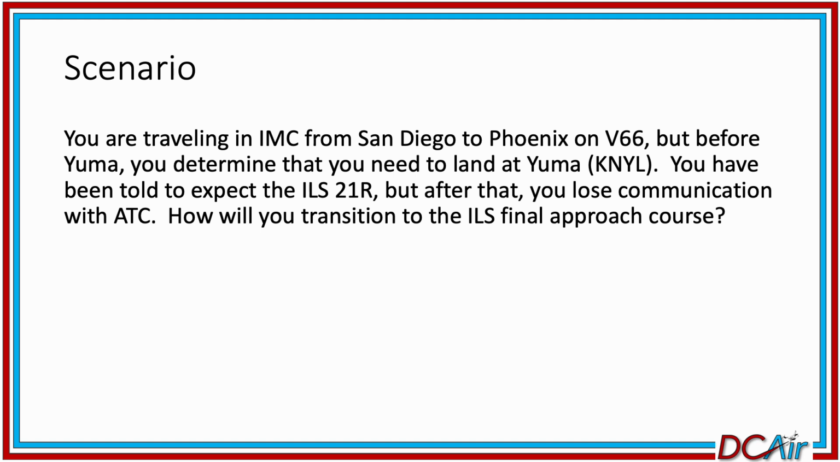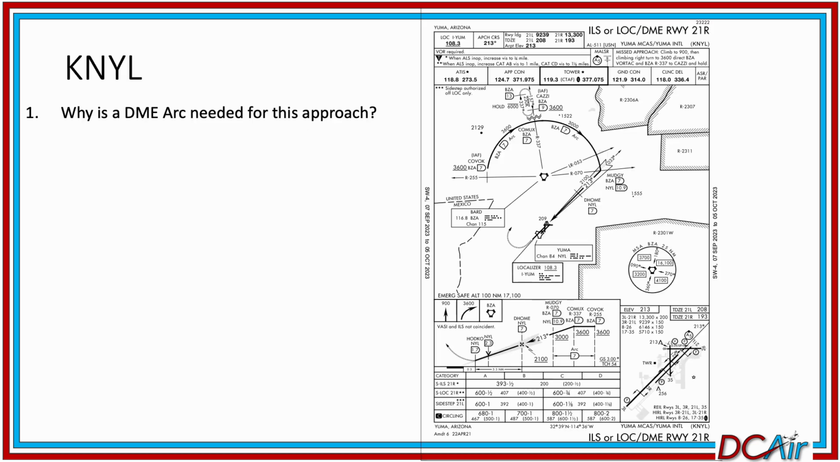Here is a DME arc scenario. You are traveling in IMC from San Diego to Phoenix on Victor 66, but before Yuma, you determine that you need to land at Yuma, KNYL. You've been told to expect the ILS 21 right, but after that, you lose communication with ATC. How will you transition to the ILS final approach course?